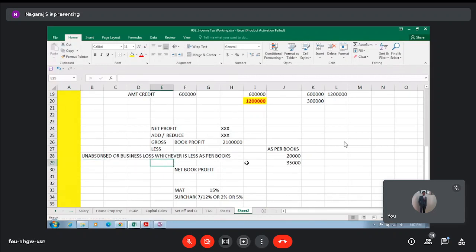Now tell me, which one I should deduct? 20,000 depreciation. What is that? Depreciation, 20,000. Unabsorbed depreciation only we need to deduct. Okay. Out of this, you need to deduct 20,000 from this. The balance is your book profit.